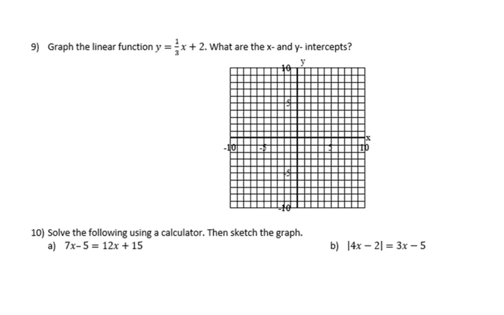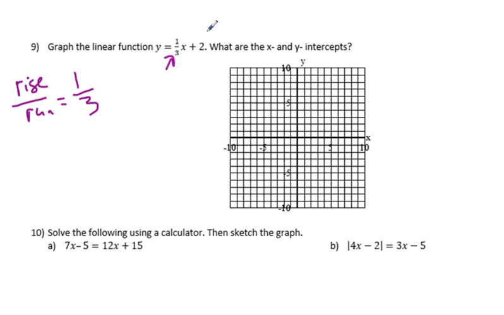Number 9 says to graph the linear function y equals 1/3 x plus 2, and it asks what the y and x intercepts are. So notice the slope is 1/3. The slope is equal to the rise over the run. So it's going to rise 1, run 3.